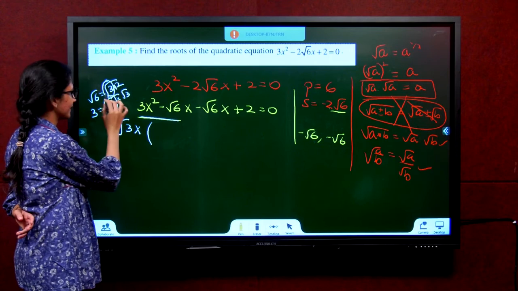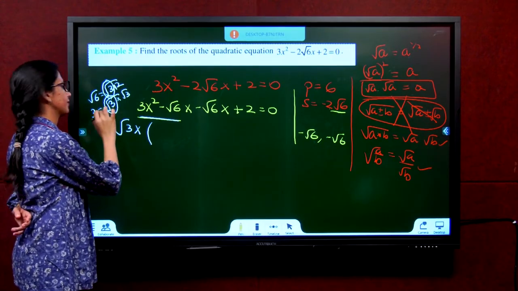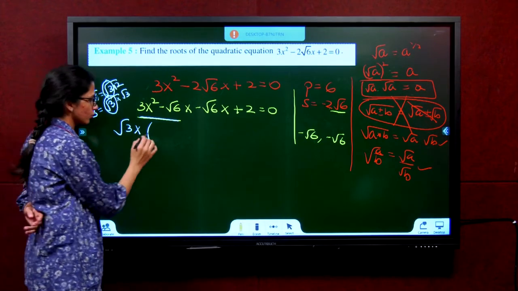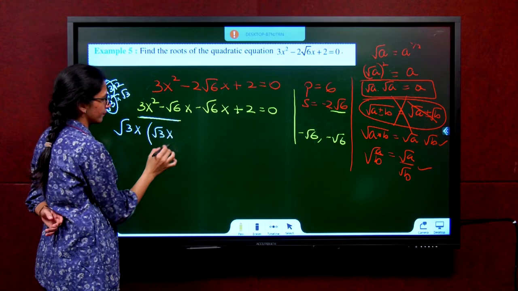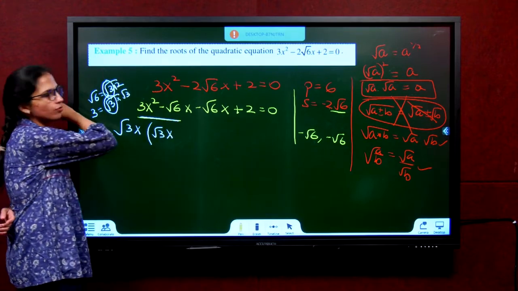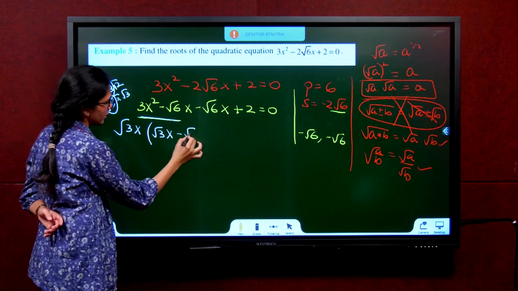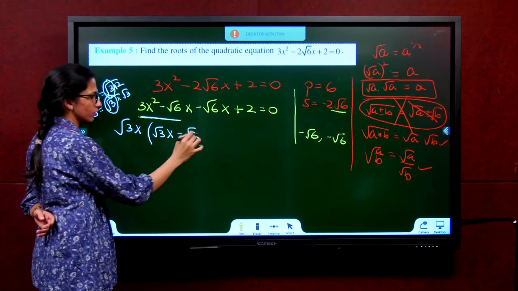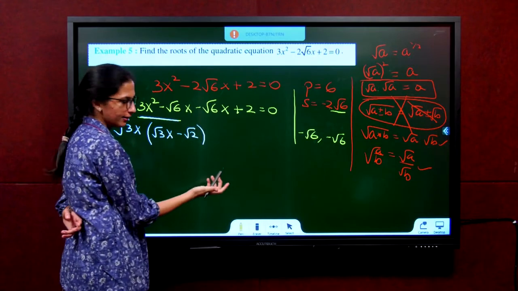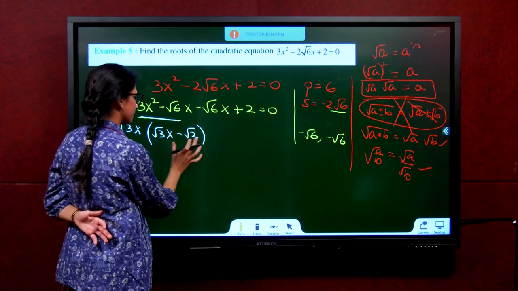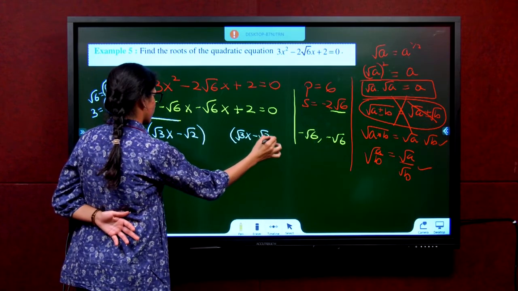Why root 3? Please see this example here. Root 6 is root of 3 into 2. Here it is root 3 into root 3. So who is left? Root 3 is left and an x is left. From root 6, I removed root 3. Who is left? The 2 is left. So minus root 2. X is gone out, leave it. Now what to do with this? I can't understand. So simply copy the same term. Root 3x minus root 2.